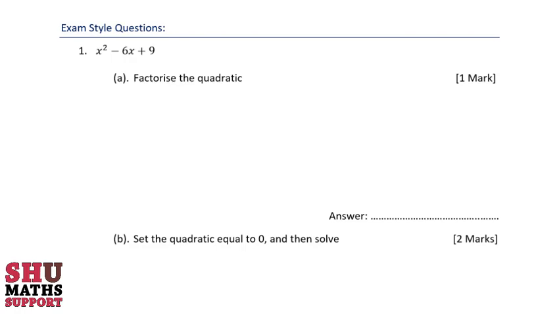So the first question we've got is x squared minus 6x plus 9, and it's asking us to factorise the quadratic. Here we have a quadratic. It's not a quadratic equation, it's just a quadratic expression because it's not equal to anything. It's simply asking us to factorise, so it's not asking us to find the two values of x. It just wants us to put it into a factorised form. So we'll start off by just rewriting the expression.